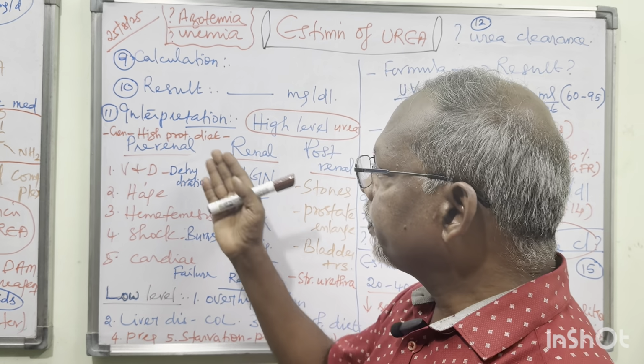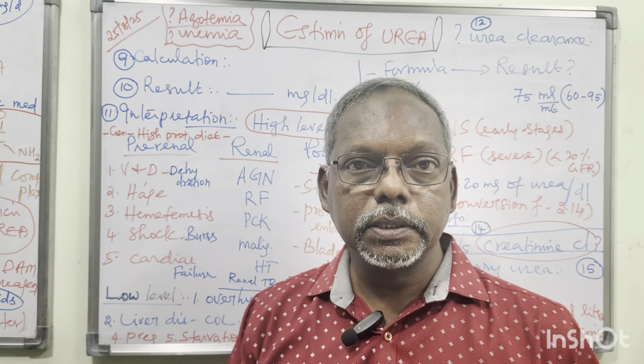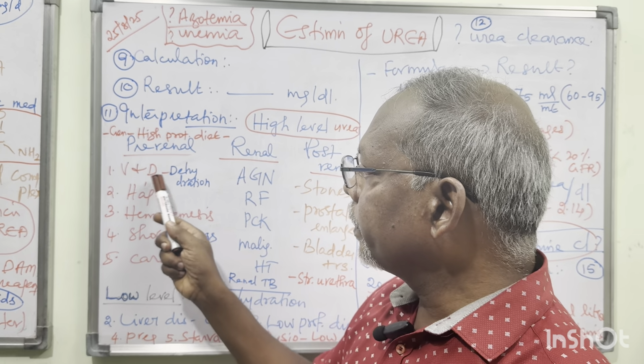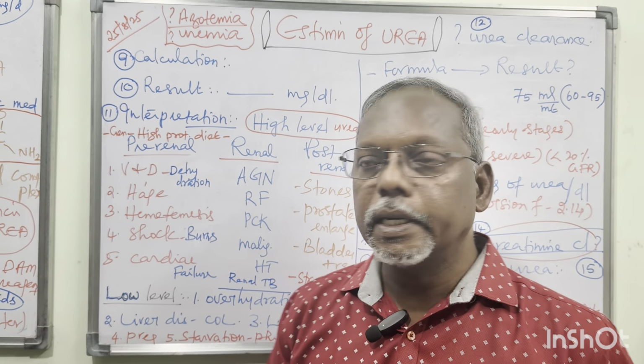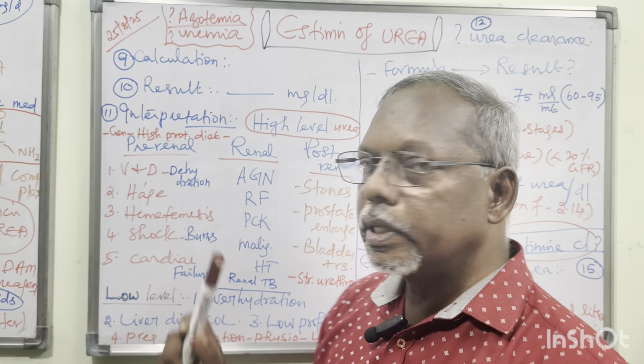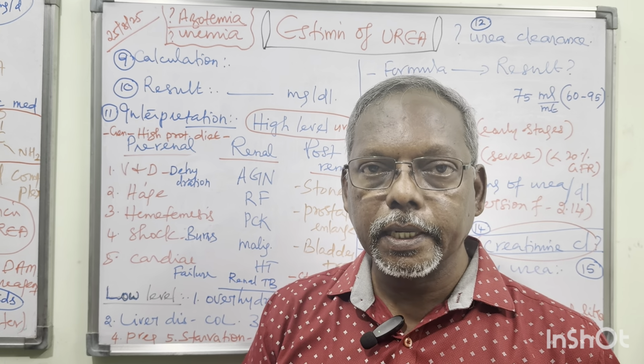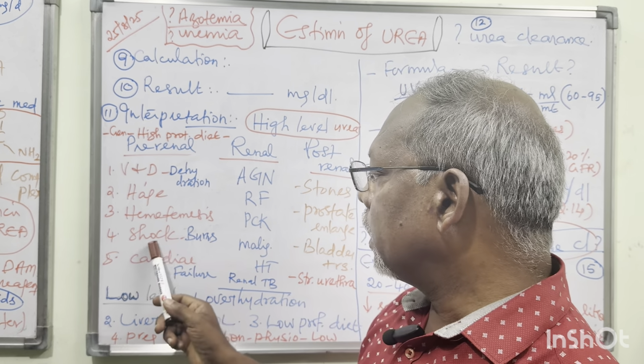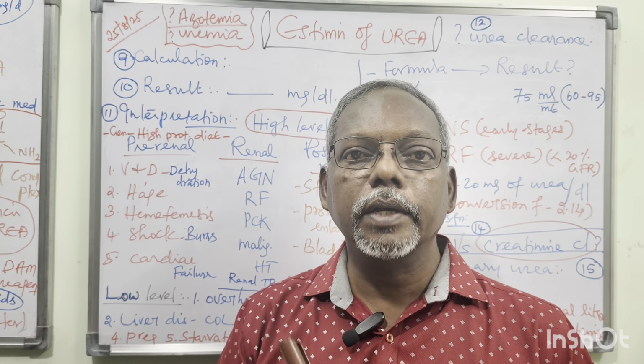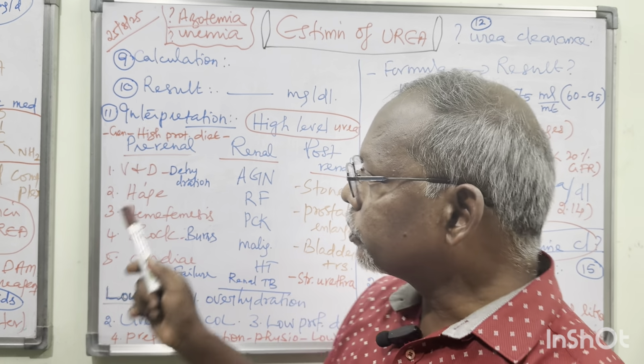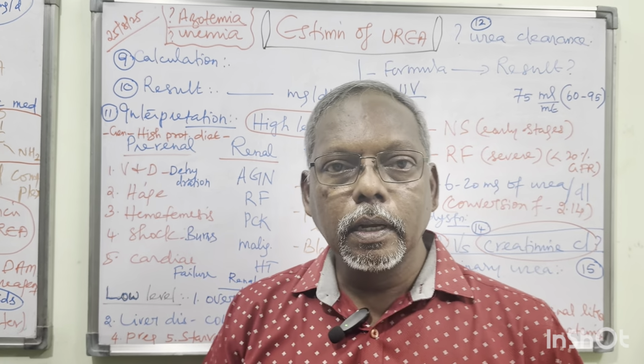In pre-renal, we have so many conditions like vomiting and diarrhea leading to dehydration, hemorrhage and hematemesis in the GIT tract or abdominal problems, shock-like conditions, cardiac failure and burns. So these are all the pre-renal causes.